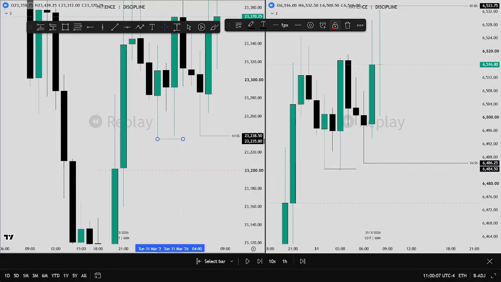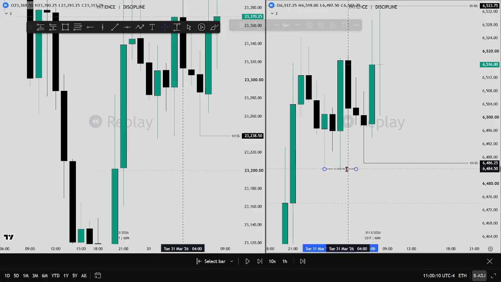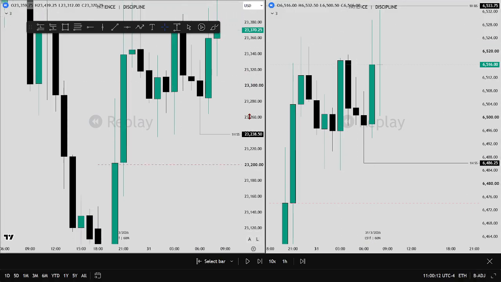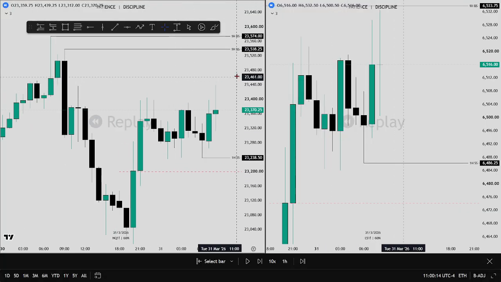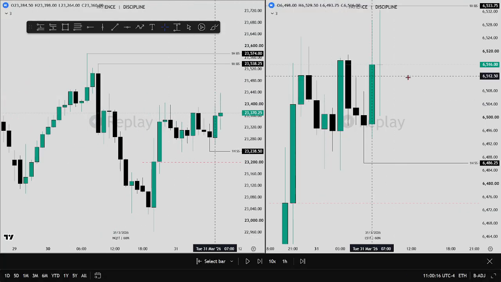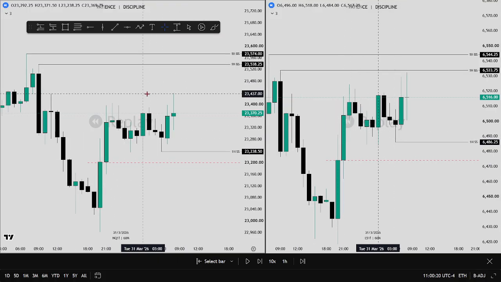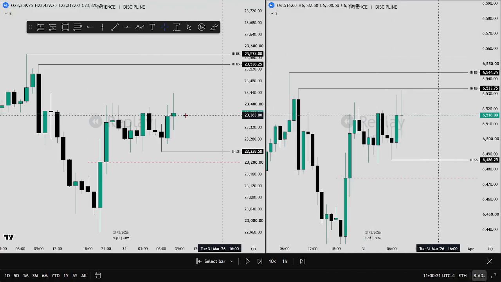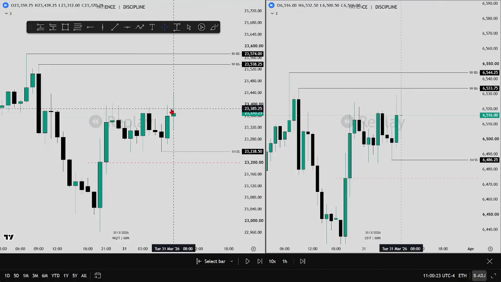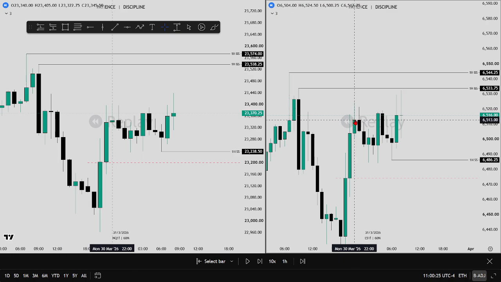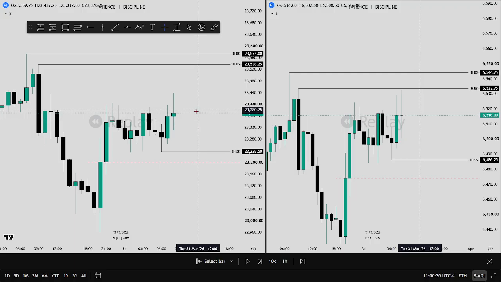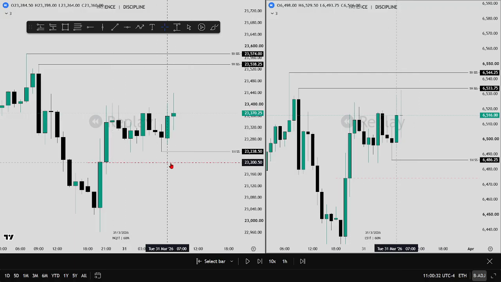Okay, so I don't need to mark this one here because that's not a virgin low. A virgin high and a virgin low should be a swing low and swing high that hasn't been swept on both ES and Nasdaq. Okay, so these are my swing highs and my swing lows that I'll be looking at 9:30. So I'll wait for 9:30 to sweep one of them, then I'll look for either the long or the short.